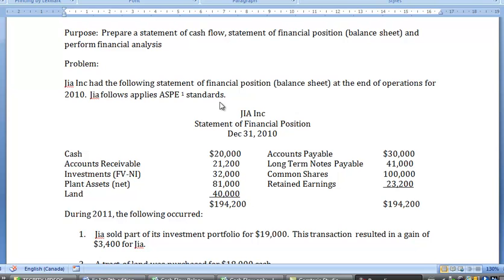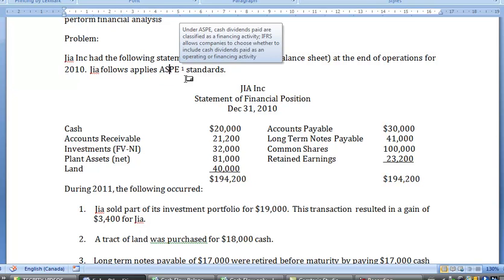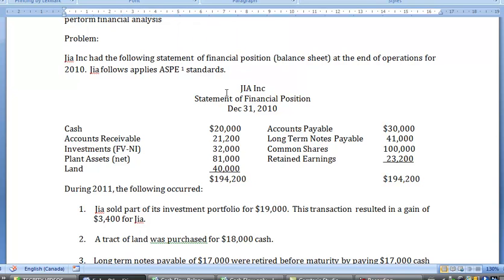The problem says that the company GIA had the following statement of financial position or balance sheet at the end of operations for 2010, and GIA applies ASPE, or Accounting Standards for Private Enterprises. Now this is going to become relevant as we go through the data in the problem, so that's why I've got a little endnote here, and we'll discuss that as we go through the data.